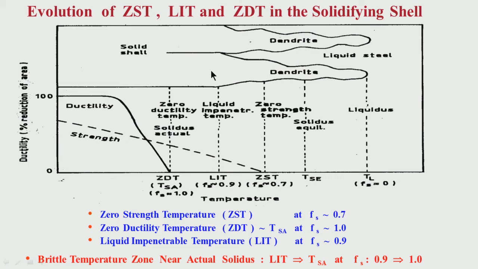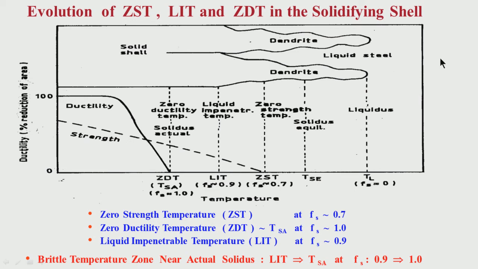So this is important. I have mentioned here that the brittle temperature zone near actual solidus is between solid fraction of 0.9 to 1. That means the temperature interval between LIT and actual solidus. This is the temperature region which is brittle. We have to be careful. We try to avoid this temperature region when solidification is taking place. Otherwise, there will be crack formation which is difficult to heal, because liquid steel cannot penetrate.